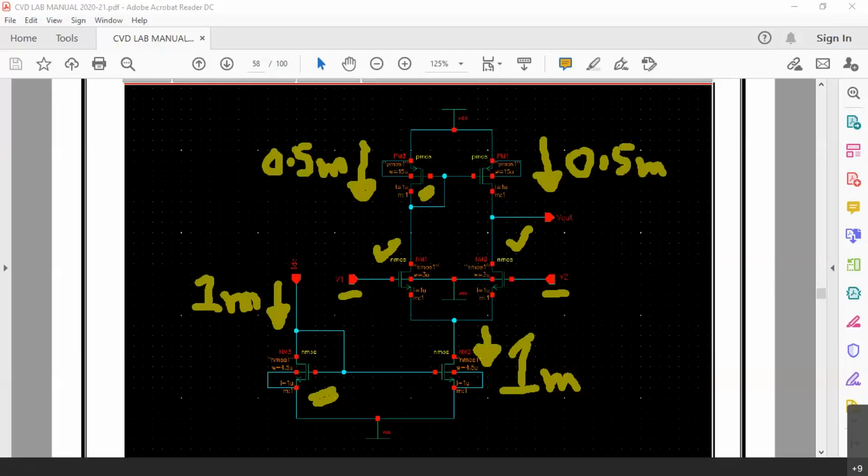I hope it is clear. If you have any questions, you can ask. Otherwise, I will stop annotating and I will proceed to discussing the differential amplifier now. So if there are no more questions, let me proceed.